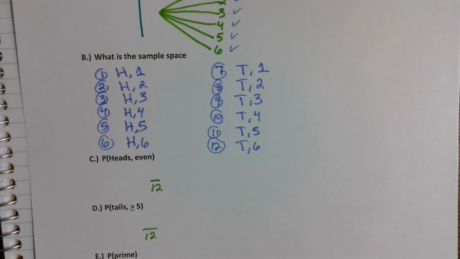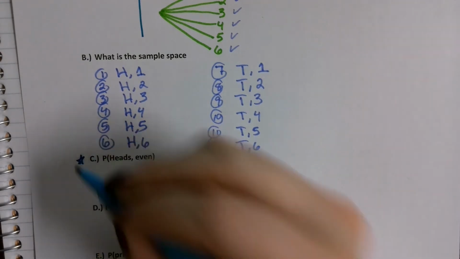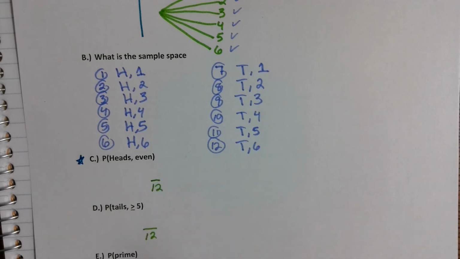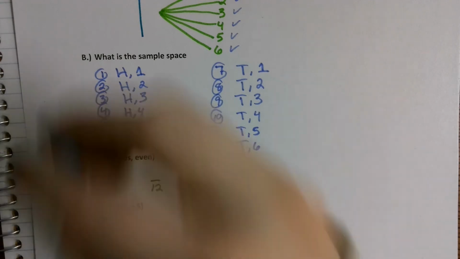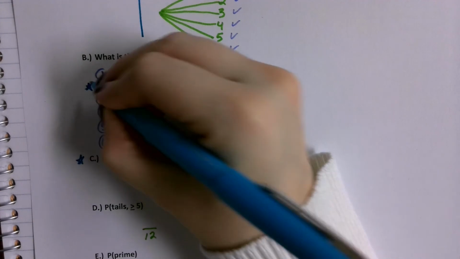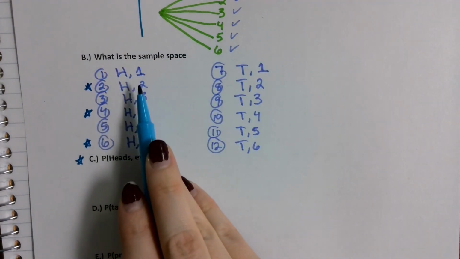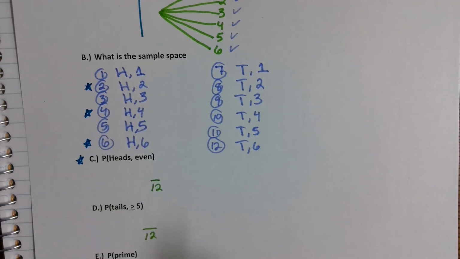So let's start with how many of the outcomes are heads and an even number. Heads and an even number. Shakayla? There's 3, right? Option number 2, 4, and 6 have heads and an even number. So there are 3 outcomes that satisfy those criteria.